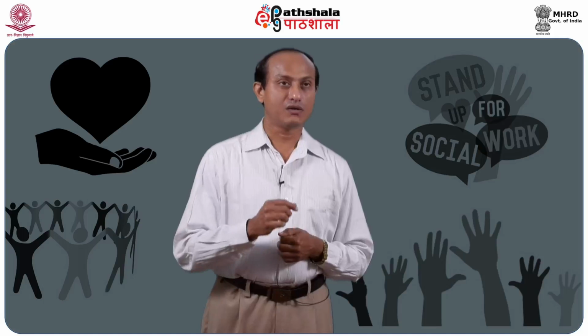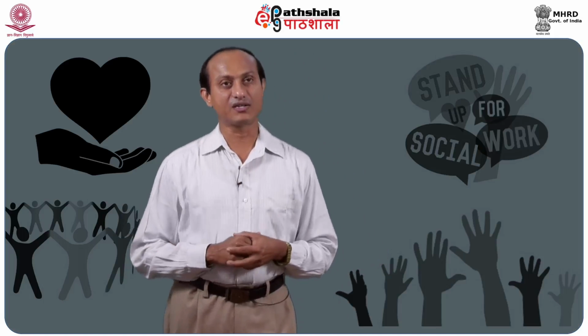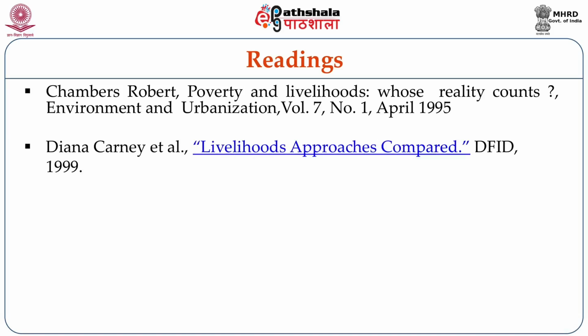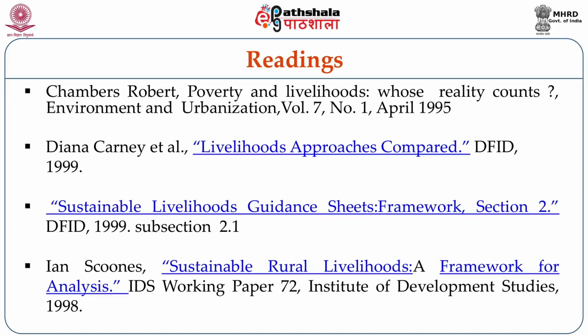For your further reading, I prefer you to go through some of the journal articles, the Chambers article on poverty and livelihood, whose reality counts, and it is from Environment and Urbanization, Volume 7, Number 1, published in April 1995. Then there is another report of the Department for International Development, DFID, published in 1999, on livelihood approaches compared and prepared by Diana Carney and others. Again, there is one more report in 1999, which is a subsection. And Ian Scoones is a famous author who speaks extensively on the sustainability of rural livelihood, and it is available in IDS Working Paper 72, Institute of Development Studies, published in 1998.